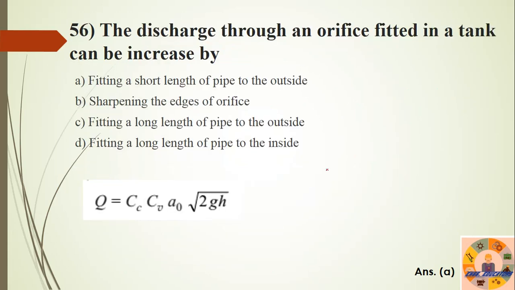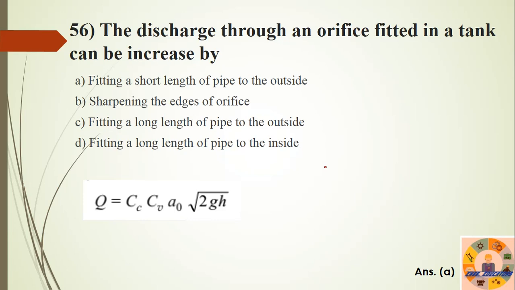Next question is, the discharge through an orifice fitted in a tank can be increased by option A, fitting a short length of pipe outside. Option B, sharpening the edges of orifice. Option C, fitting a long length of pipe to the outside. Or option D, fitting a long length of pipe to the inside.